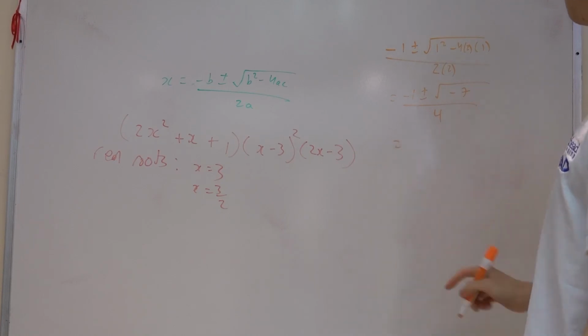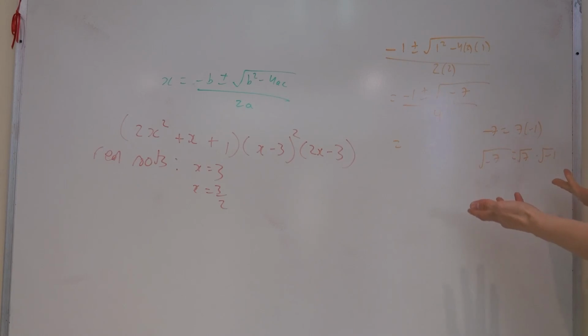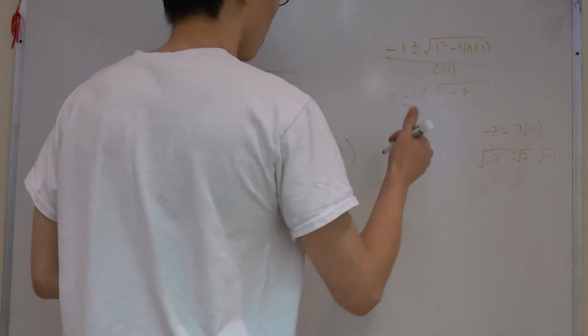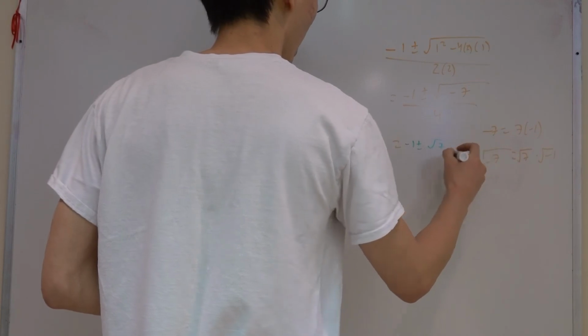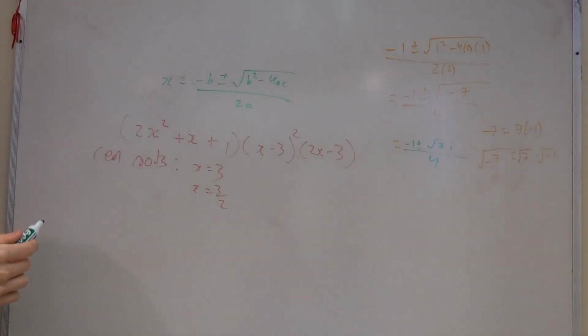Okay? But the minus 7 is what really? It's just 7 times minus 1. And we know that if we do root of minus 7, this is the same thing as root 7 times root minus 1. That's just our basic properties of radicals. So if we apply this here, what we really get is the following. Minus 1 plus or minus root 7 i, all that over 4. Because square root of negative 1 is i.